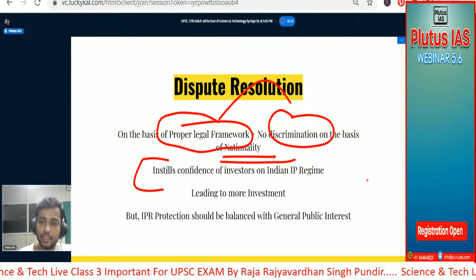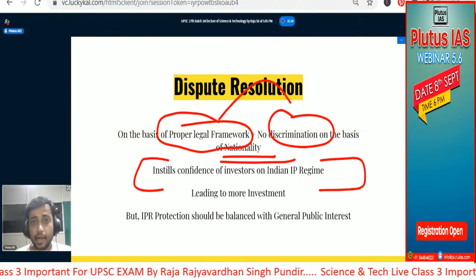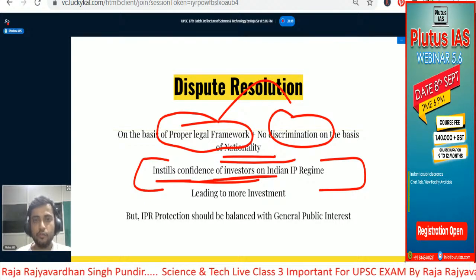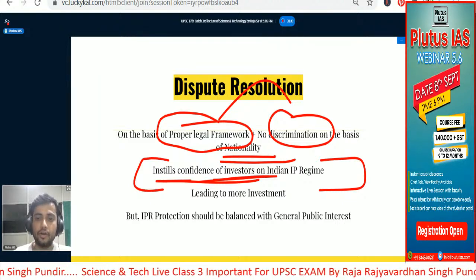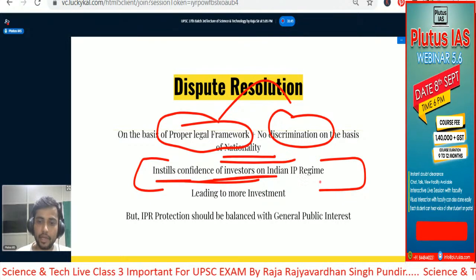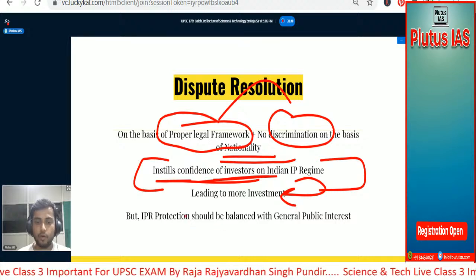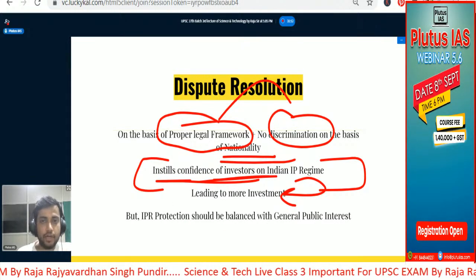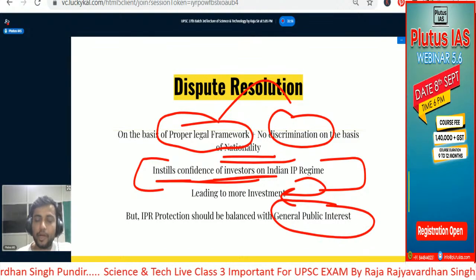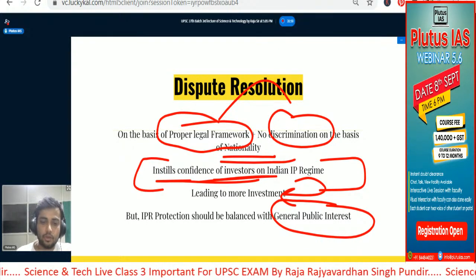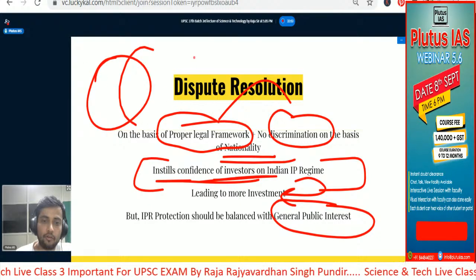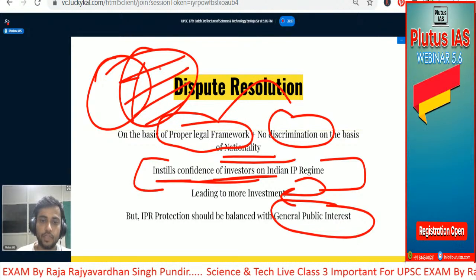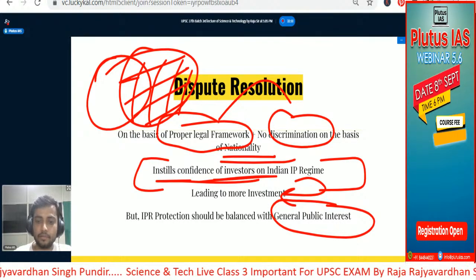So such kind of intellectual property regime will instill confidence in the investors. So innovators will be more likely to invest in our country. That was the sole purpose, and it can bring in more investments. Okay, but at the same time, we have to protect the rights of the innovator, but we also have to protect the rights of the general public. So the government should not forget that they have to reach a balance between the rights of the innovator and the rights of the general public, the good of the general public.